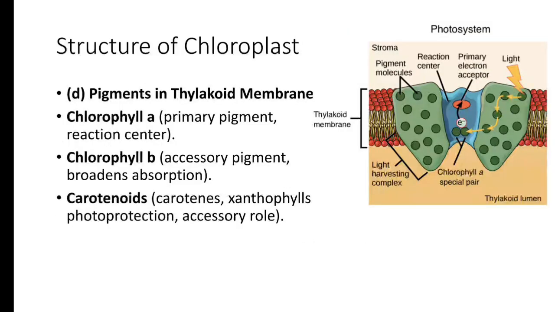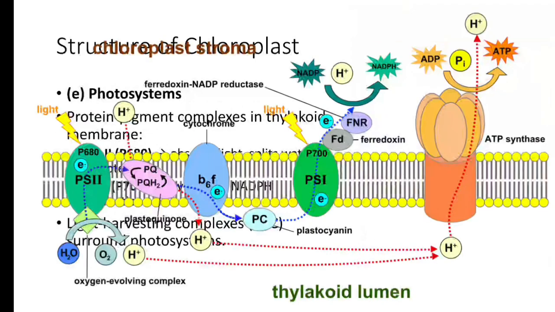And coming to the structure of the chloroplast with regards to pigments in the thylakoid membrane, there are different types of pigments in the chloroplast, which are chlorophyll A, chlorophyll B, and carotenoids. Chlorophyll A and chlorophyll B absorb sunlight at different wavelengths, and are involved in the photosynthesis process. Similarly, the carotenoids, carotenes and xanthophylls, are involved in different functions of the chloroplast.